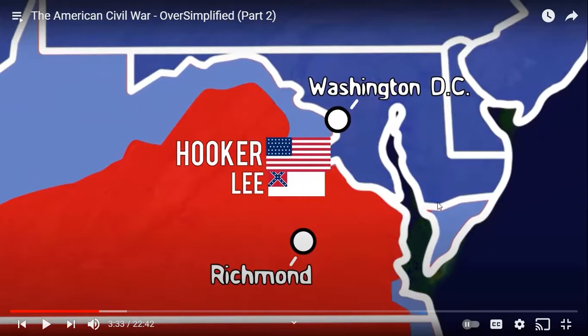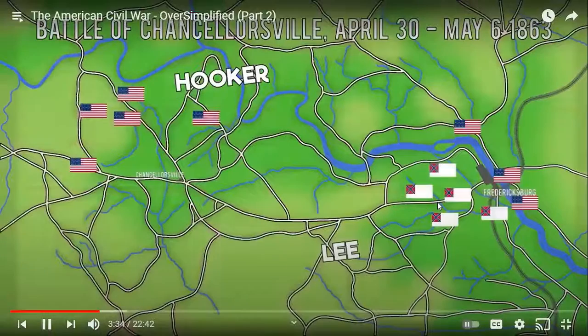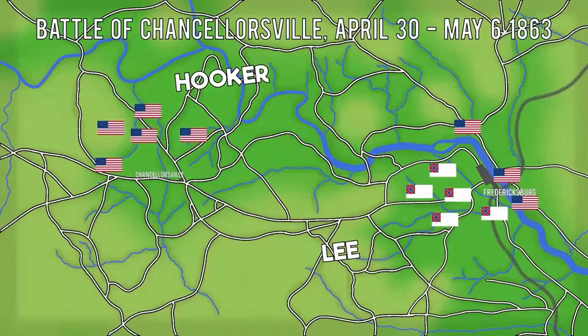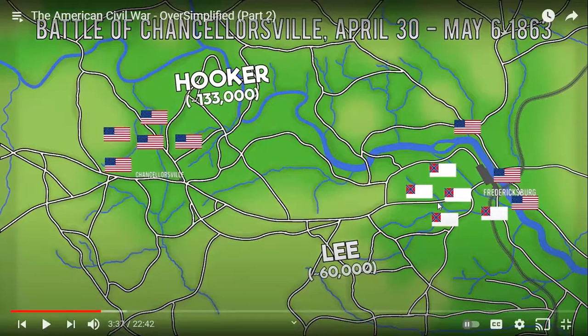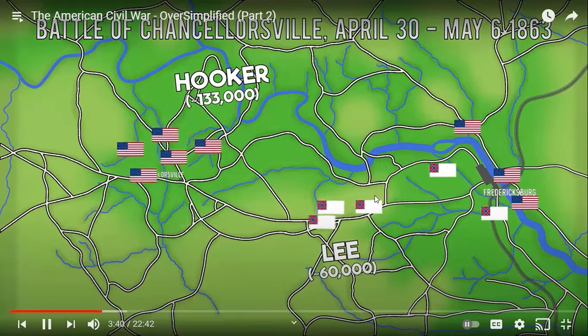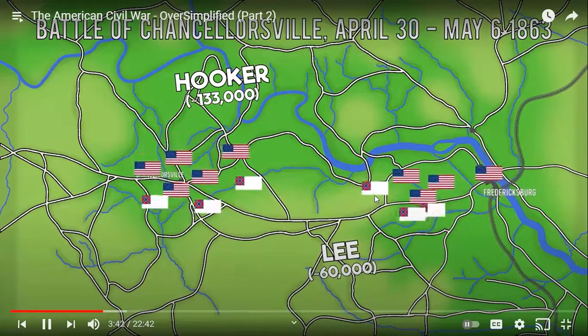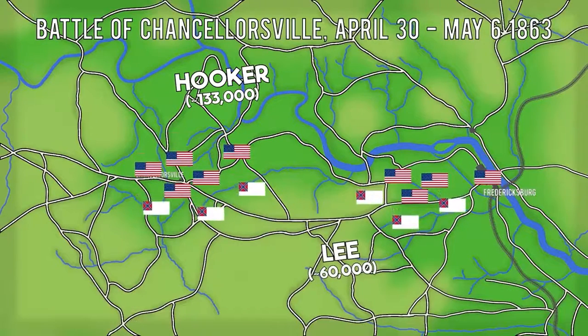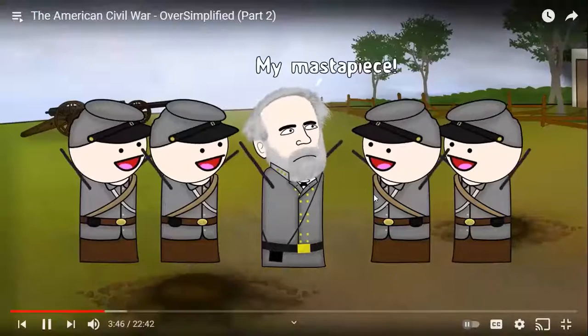Which would be hard if both armies are really close to Richmond. Hooker met Lee at the Battle of Chancellorsville, where Hooker had over twice the men Lee did. Yeah, and Chancellorsville was where Stonewall Jackson was killed. Oh, and also there were some men still stationed at Fredericksburg. Lee was forced to defy all military convention and split his smaller force into two. Lee had absolutely no chance of winning, and Lee won. Yep. It was his masterpiece.